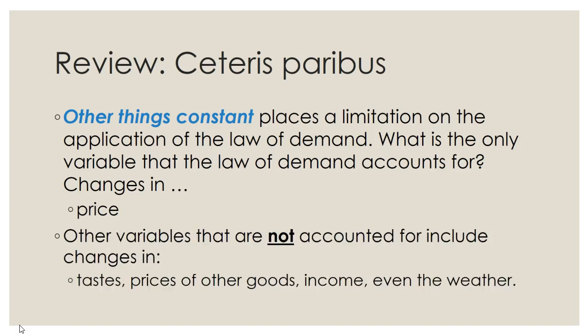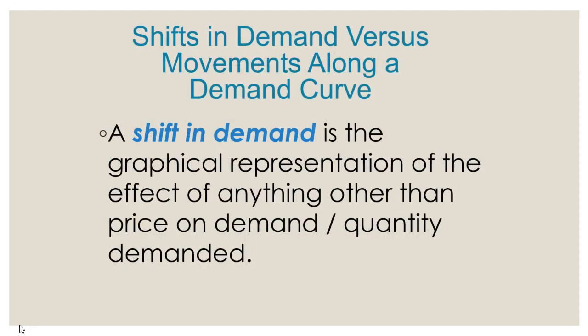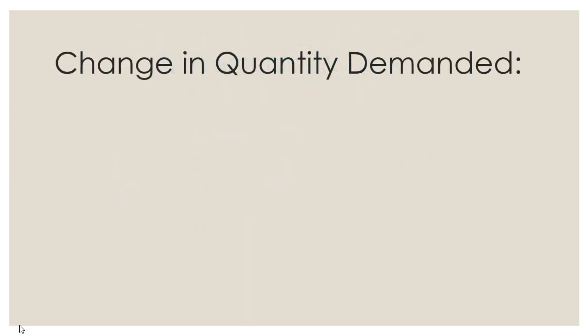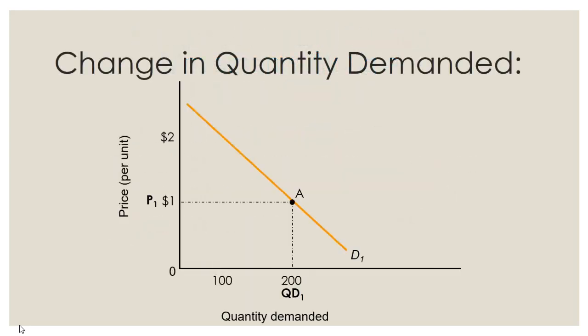Changes in price. Other variables that are not accounted for include changes in taste, prices for other things, income, even the weather. And that's the sort of thing that we're calling determinants of demand that shift the curve to the left or the right, and that's what we're going to be dealing with today. So a shift in demand is the graphical representation of the effect of anything other than price on the demand or quantity demanded. So changes in quantity demanded, as we saw yesterday, look like that.